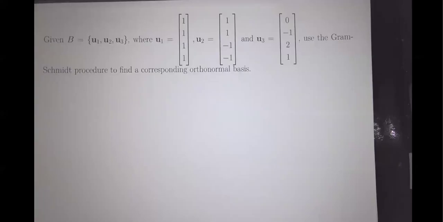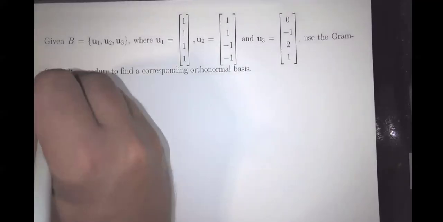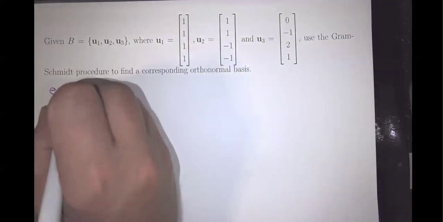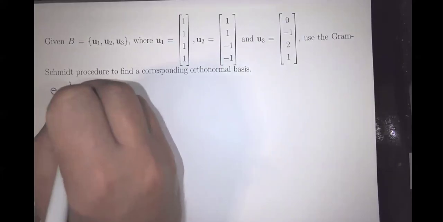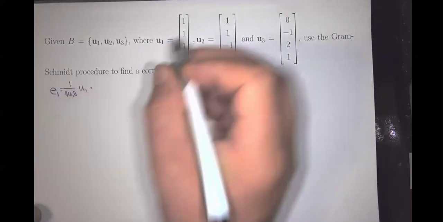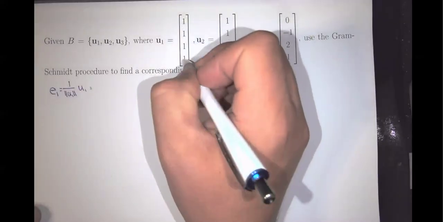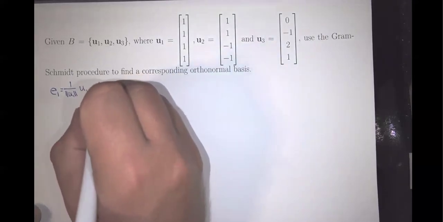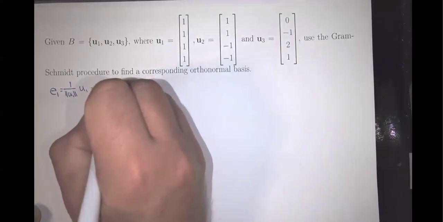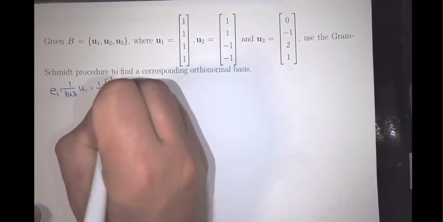In this example, we can use the Gram-Schmidt procedure to find an orthonormal basis. So let's start by finding our vector E1. E1 is just a normalized version of U1. So here we've got 1 over the length of U1 times U1. Now the length of U1 here is 1, 2, 3, 4. So 1 over root of 4, so that's a half, times 1, 1, 1, 1.